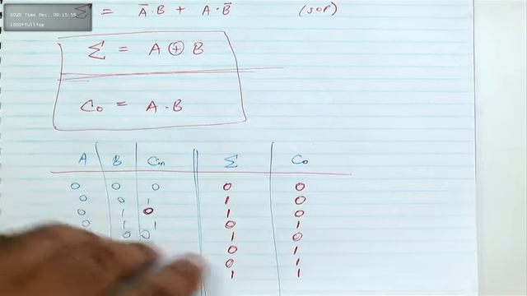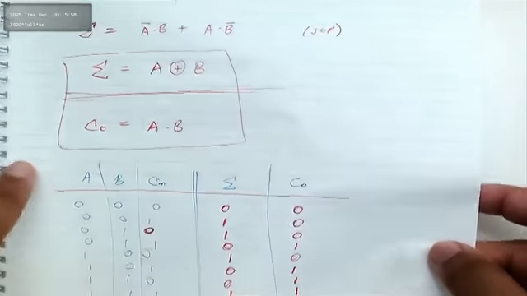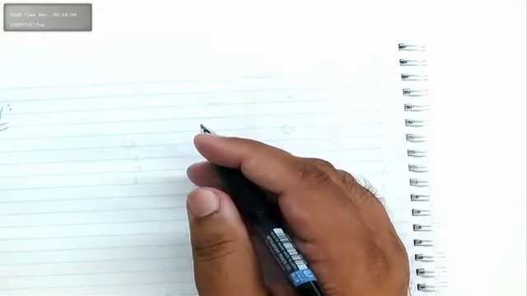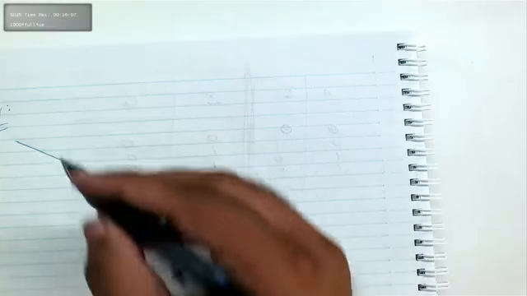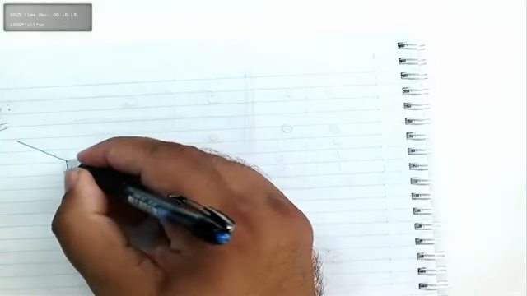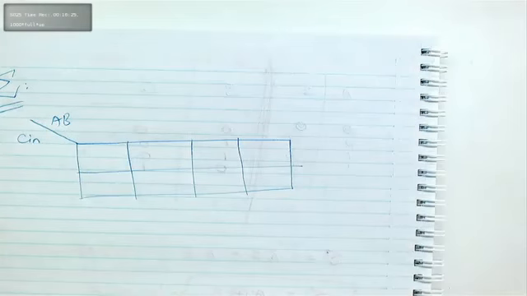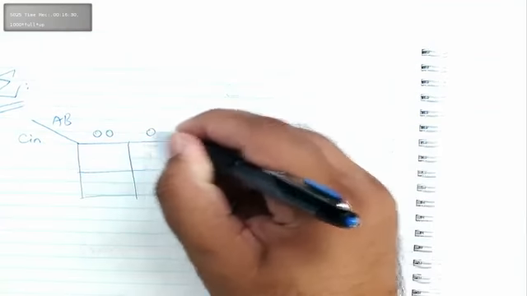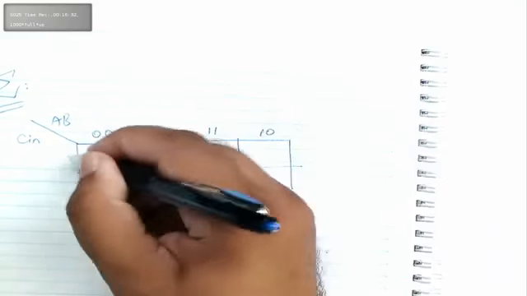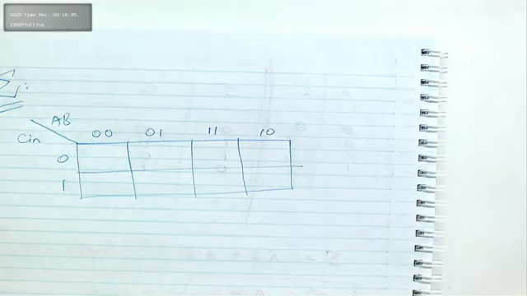All right, so we now apply Karnaugh maps to this. Your truth table should be there. Now let's do the Karnaugh map for sum. That's three inputs, so we can put A, B over here, and we can put C in over here. The columns are 0 0, 0 1, 1 1, 1 0, and Cin has only two options. So that's a 4 by 2 Karnaugh map.